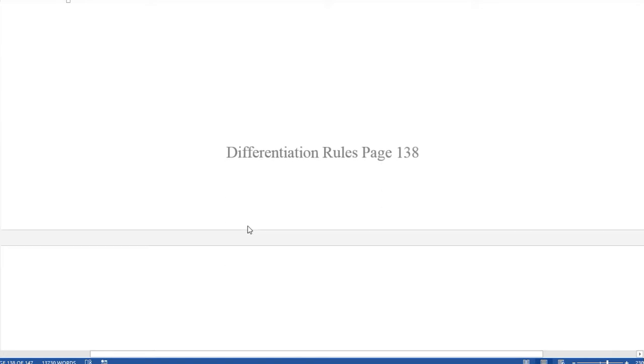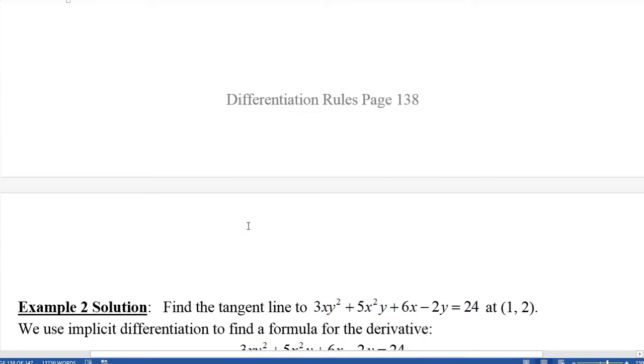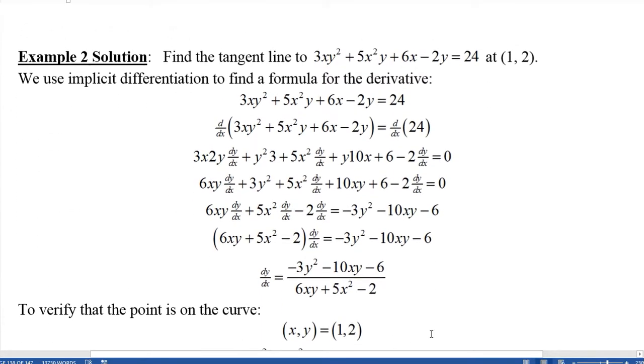Okay, so our first example, or our next example, we want to find the tangent line to 3xy squared plus 5x squared y plus 6x minus 2y equals 24 at the point (1, 2). So to find the formula for the derivative, we take the original function like this, and then take the derivative with respect to x of both sides. And this is going to be useful first of all for finding the formula for dy over dx in terms of x and y, and then that'll be useful for finding the slope of the tangent line.